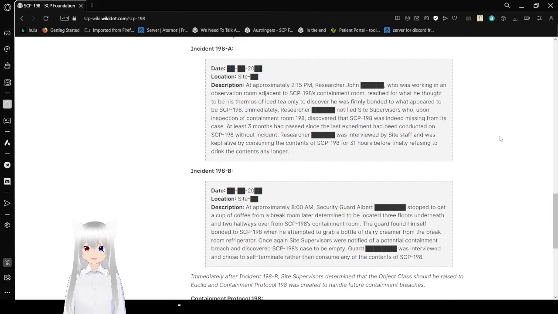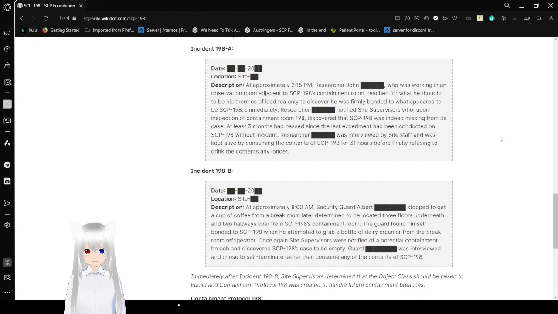Incident 198A. Date: an unknown date after 2000. Location: Site [redacted]. Description: at approximately 2:15 p.m., researcher John [redacted], who was working in an observation room adjacent to SCP-198's containment room, reached for what he thought to be his thermos, only to discover he was firmly bonded to what appeared to be SCP-198.